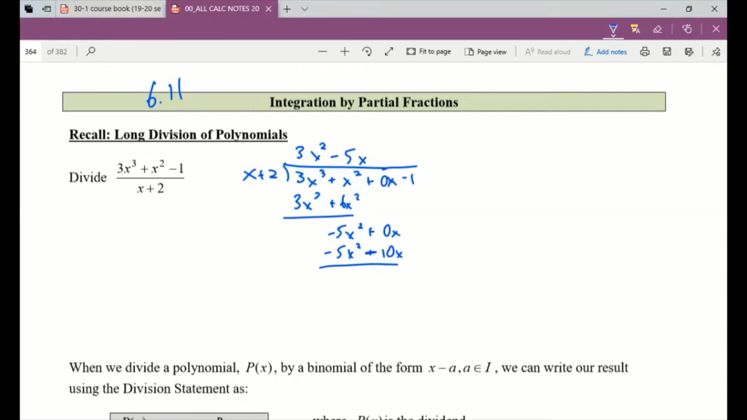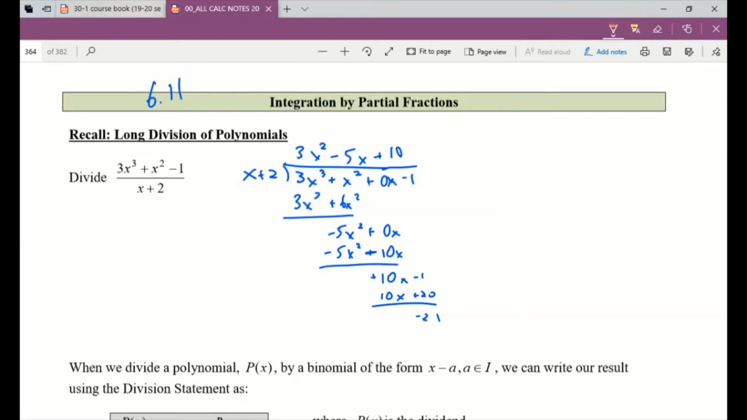And when we go to subtract, this ends up being plus 10x minus 1. Our last term in our quotient will be plus 10. We multiply that by our binomial, and we get plus 10x plus 20. We go and subtract, and we get negative 21 for our remainder.